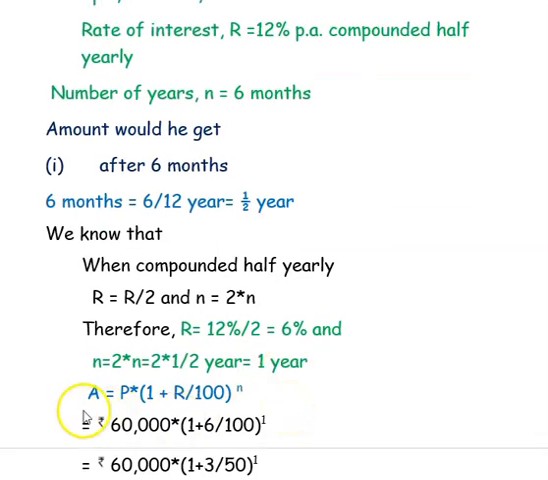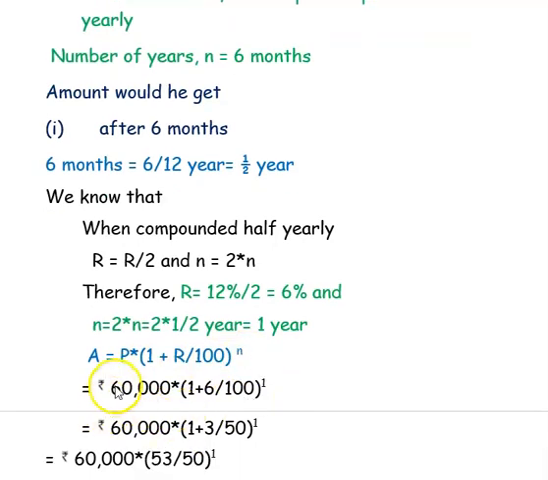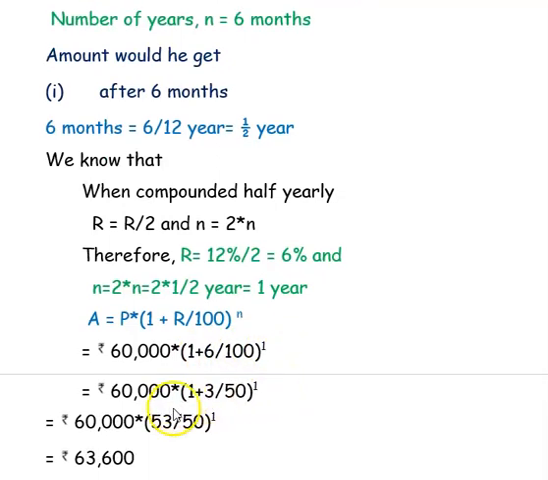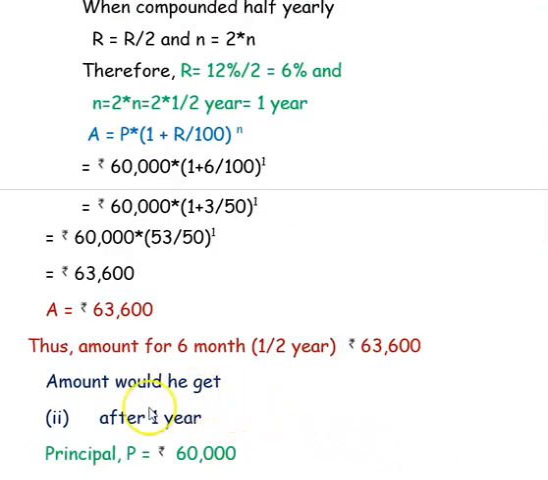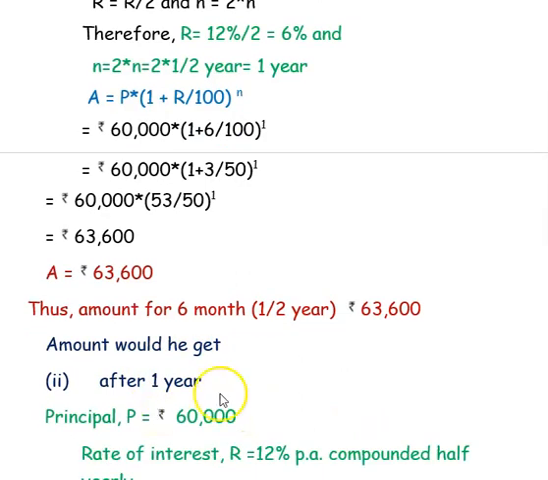Now we know that amount equals P into 1 plus R by 100 the whole power N. We can directly substitute all the values, principal, rate and number of years: 60,000 into 1 plus 6 divided by 100 the whole power 1. If you simplify, you will get rupees 63,600. So, this is the amount. The amount for 6 months, that is half year, is 63,600. Next, we will calculate the amount after 1 year.